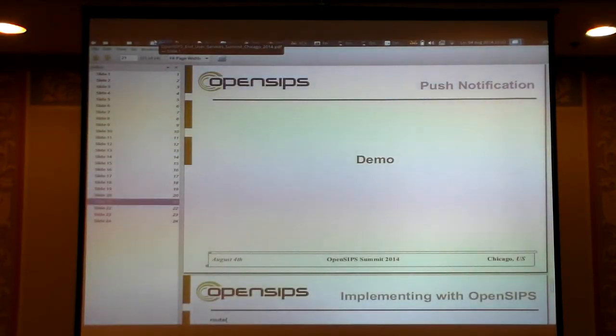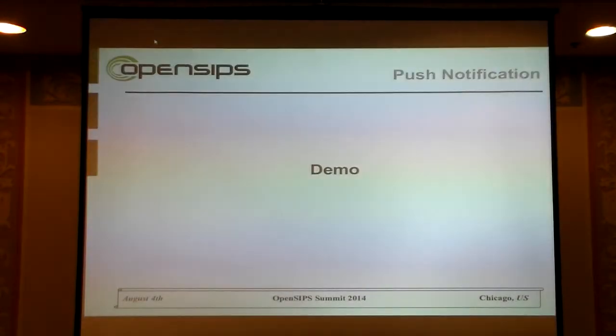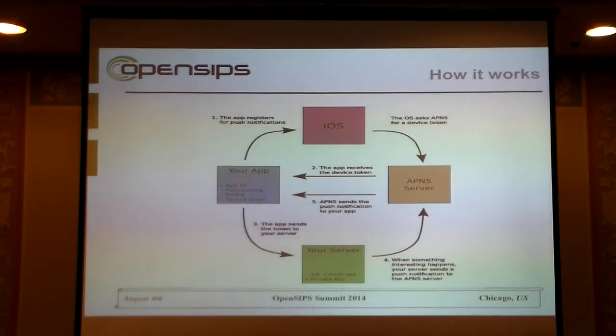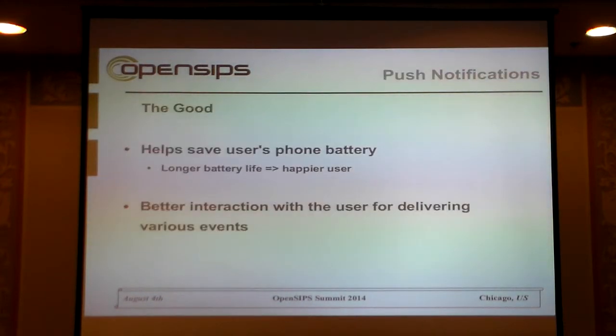So how does Bob know? How does OpenSIPS know that Bob is an iOS user? Basically, this comes down to your internal provisioning. If we go back here, the application talks to your server and tells it, hey, this is my token where you can contact me. So it's about provisioning and knowing which is which and what to use for each user.